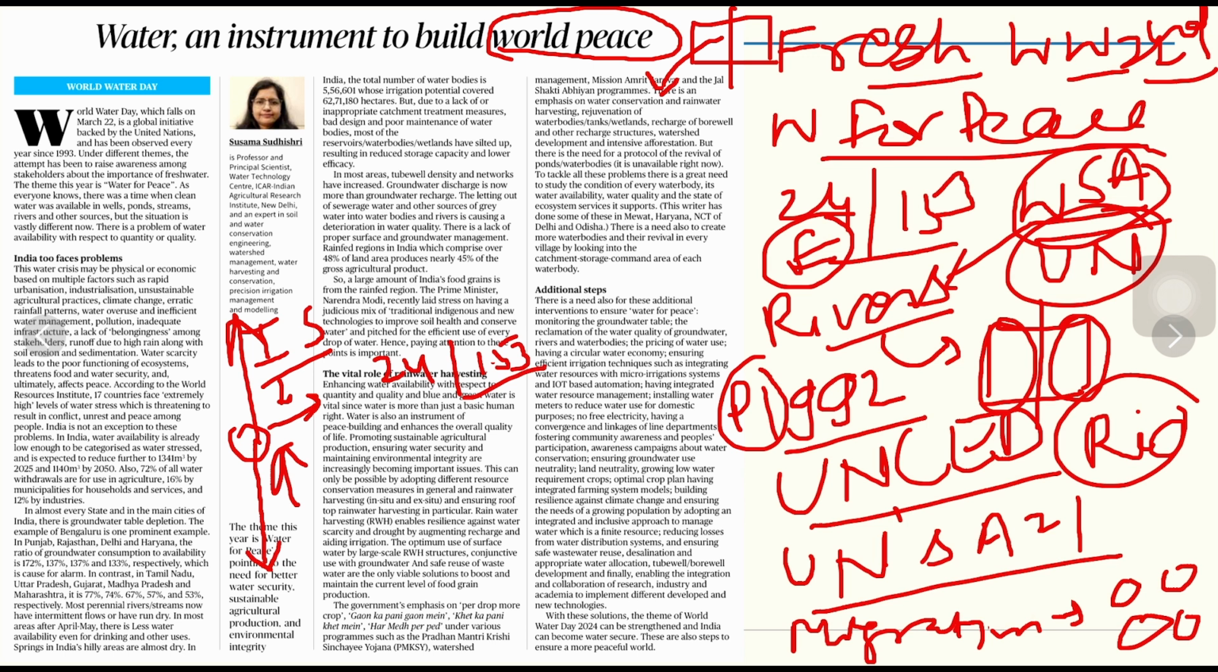If we talk about India, in almost every state and the main cities of India, there is groundwater depletion. When we talk about Punjab, Rajasthan, Delhi, Haryana, the ratio of groundwater consumption to availability is 172, 137, 137%, etc., which is a cause for alarm. In Tamil Nadu, Uttar Pradesh, Gujarat, Madhya Pradesh, and Maharashtra, the groundwater depletion condition is such that the ratio of groundwater consumption to availability is 77, 74, or 57%. Because of this, the perennial rivers or the rivers which have intermittent flows are affected the most. So that is also one of the status reports in our country. So on World Water Day we should understand what is the trouble behind the world peace issue because of the water crisis.